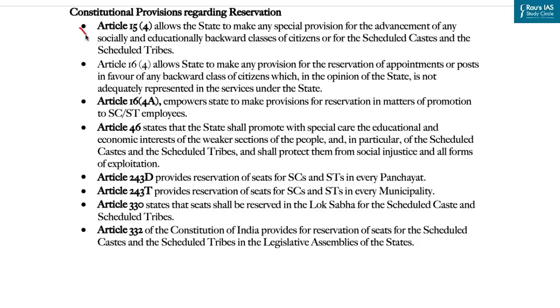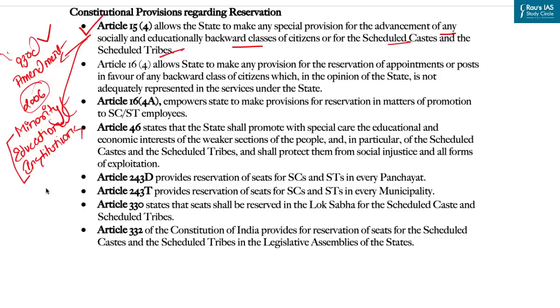Now let's see what are the constitutional provisions regarding reservation. First is Article 15 Clause 4, which allows the state to make special provisions for the advancement of any socially and educationally backward classes of citizens or for the SCs and STs. This provision was extended to admission in educational institutions by the 93rd Amendment Act 2006. But you should remember that this provision excludes minority educational institutions. Next is Article 16 Clause 4, which allows the state to make provisions for the reservation of appointments or posts in favor of any backward class of citizens which, in the opinion of the state, is not adequately represented in the services.